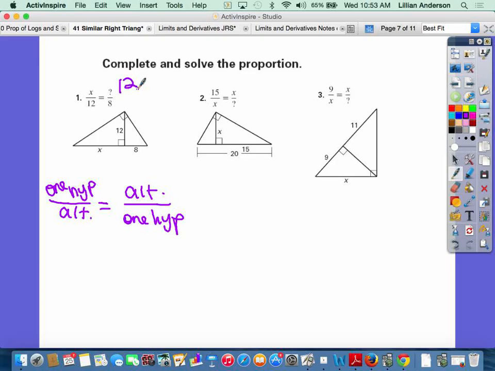Because your altitude is 12, right? So it needs to go diagonally from each other. Bottom left, top right, and then the other two parts of the hypotenuse have to go in those missing spots. Does everybody see that? And so then from here, all we do is cross multiply. X times 8 equals 144. Divide both sides by 8, and x equals 18.